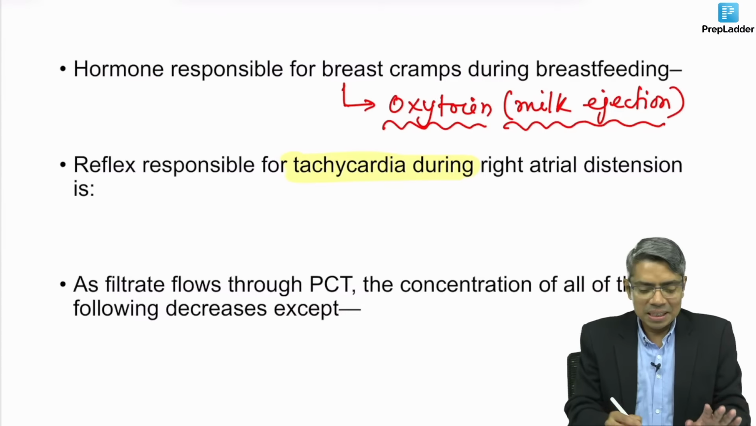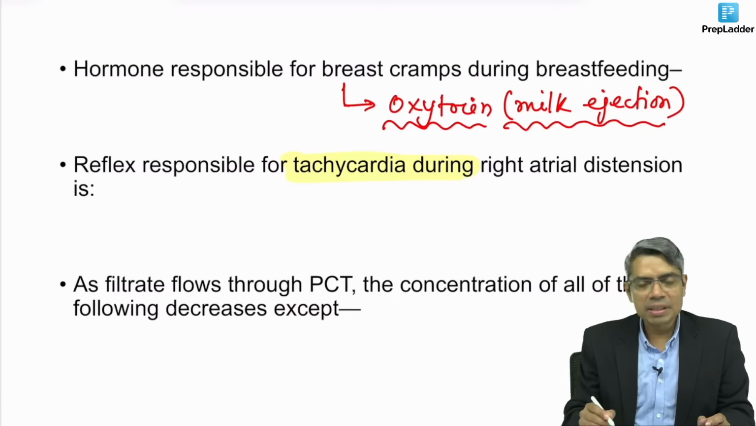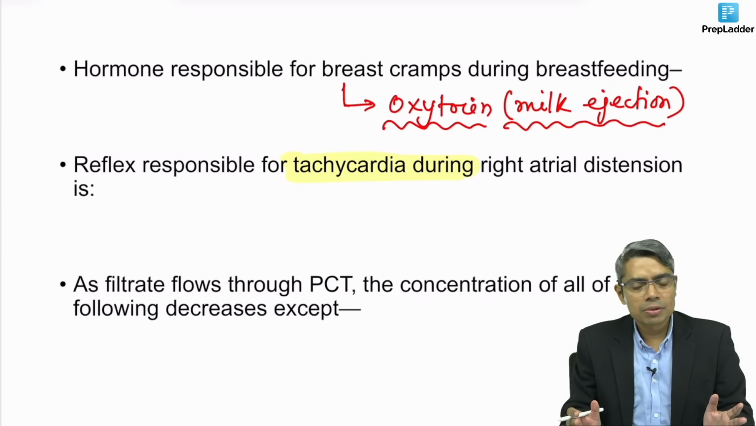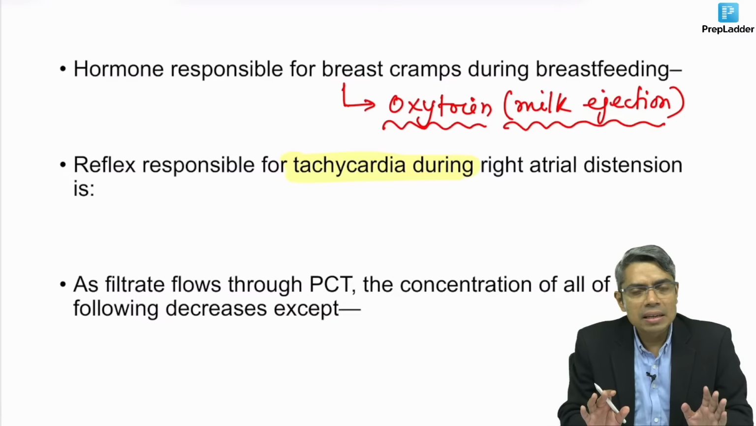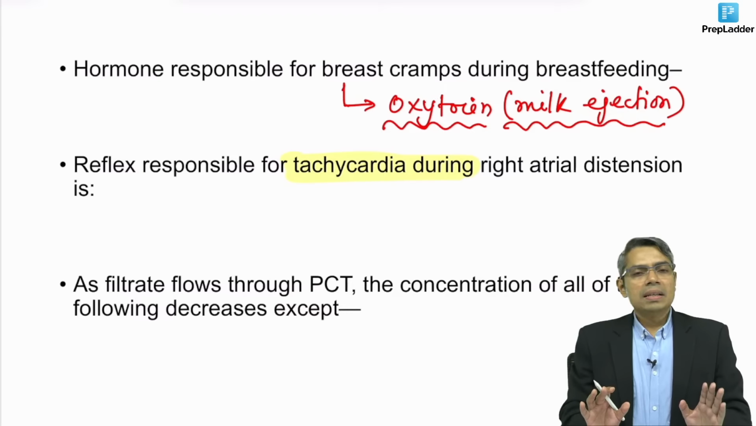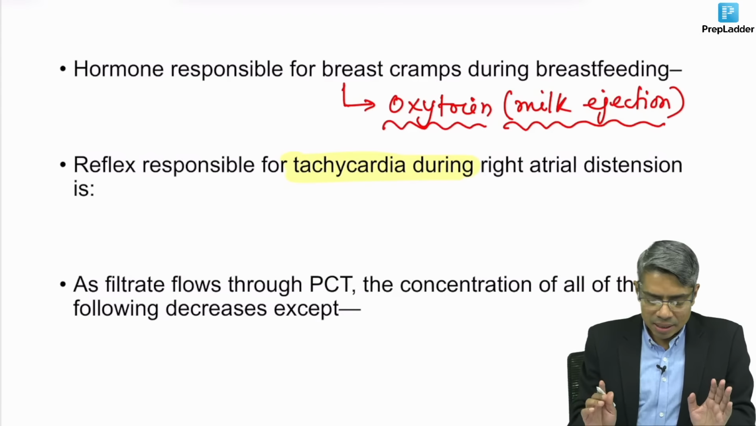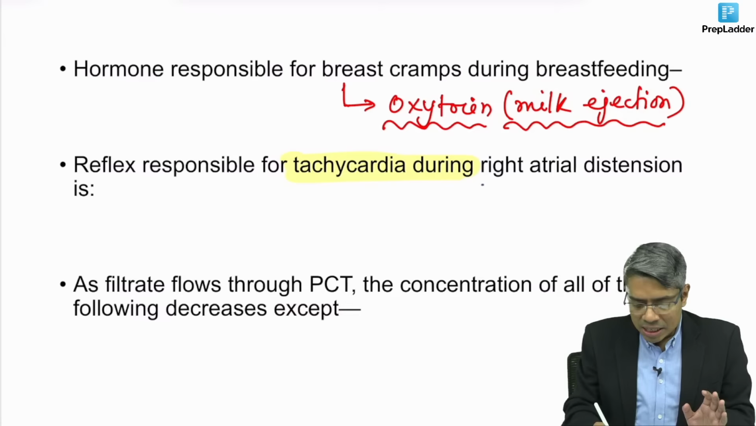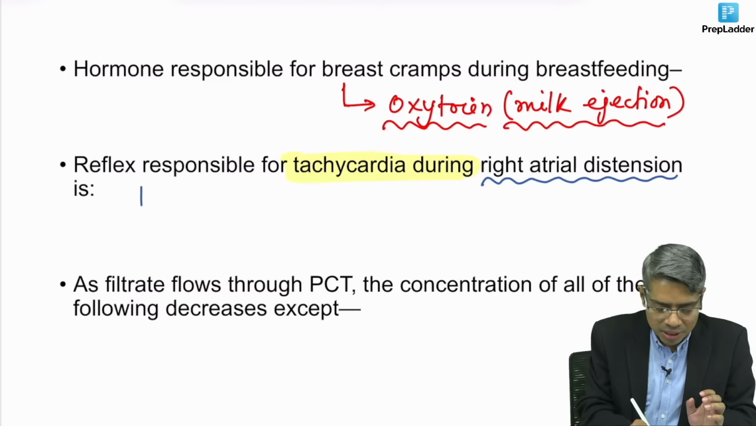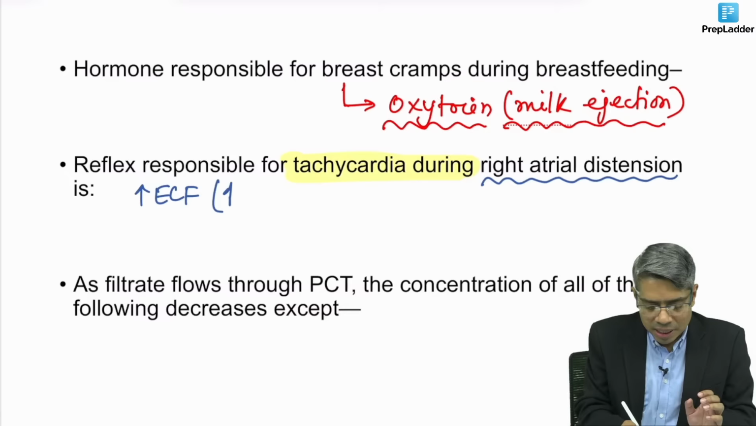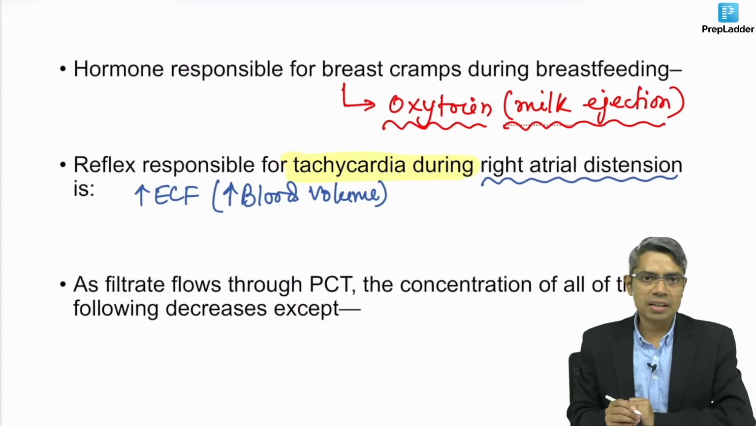So you have to remember that this question can be given as a clinical type of question, also as a direct line question. But remember that if there is increased blood volume or distension of the right atrium due to any cause, for example an increase in ECF volume, extracellular fluid volume, or an increase in blood volume, all of them will cause right atrial distension.